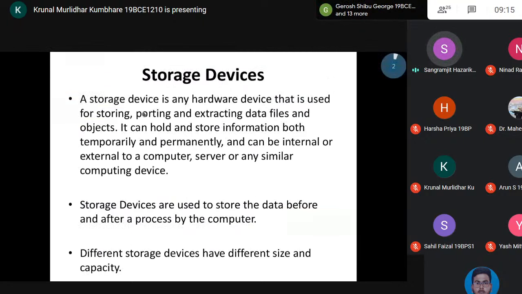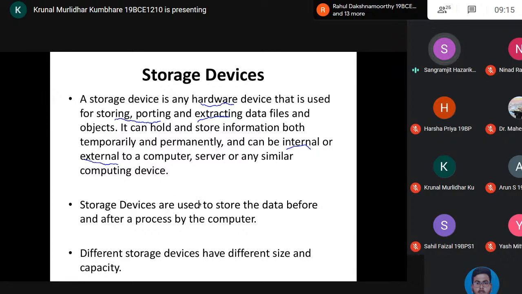So coming to storage devices. What are storage devices? A storage device is any hardware device that is used for storing, porting, and extracting data files and objects. It can hold and store information both temporarily and permanently, and can be internal or external to a computer, server or any several computing devices. Basically, the data files can be image files, text files, etc.